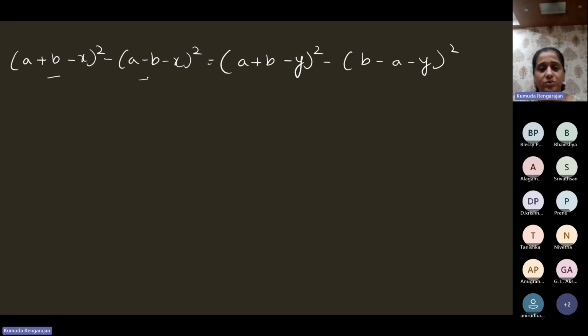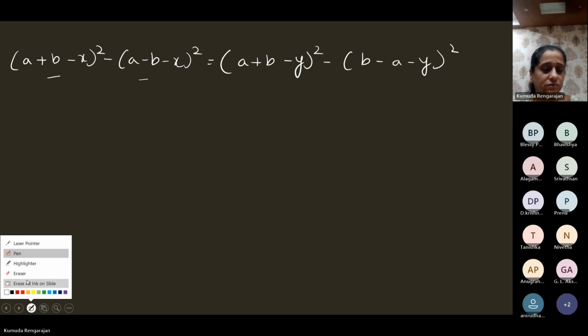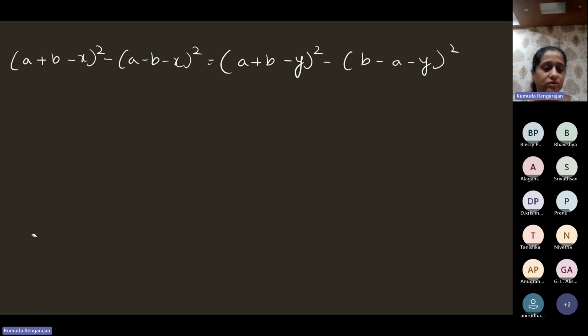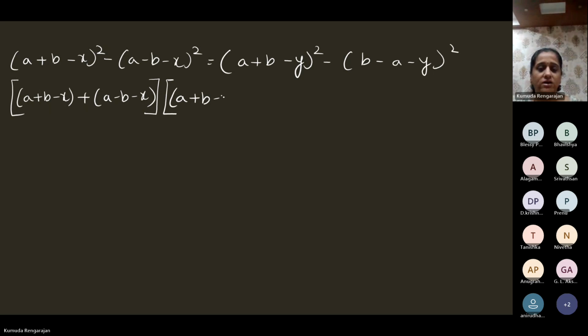We have got the expressions that have a, b, and x on the left hand side and a, b, and y on the right hand side. Now they look like a difference of two squares. So a squared minus b squared is a plus b into a minus b. See, this is a, this is b, a plus b, okay, into a minus b. See, this is a minus b, this is minus b.